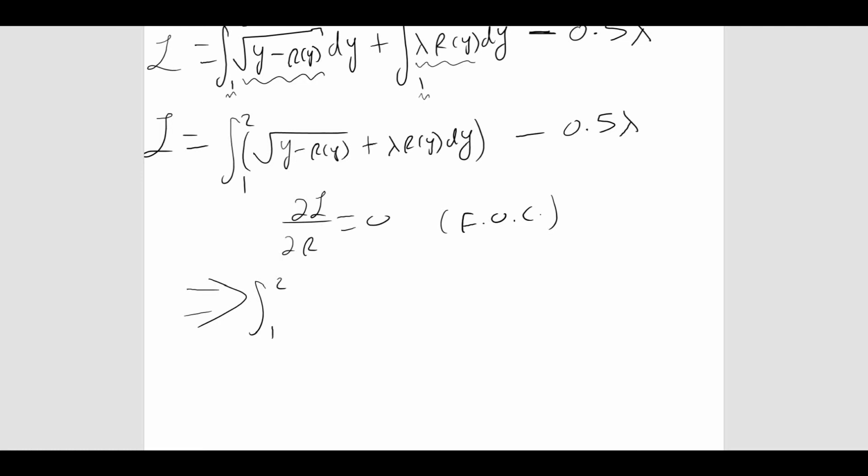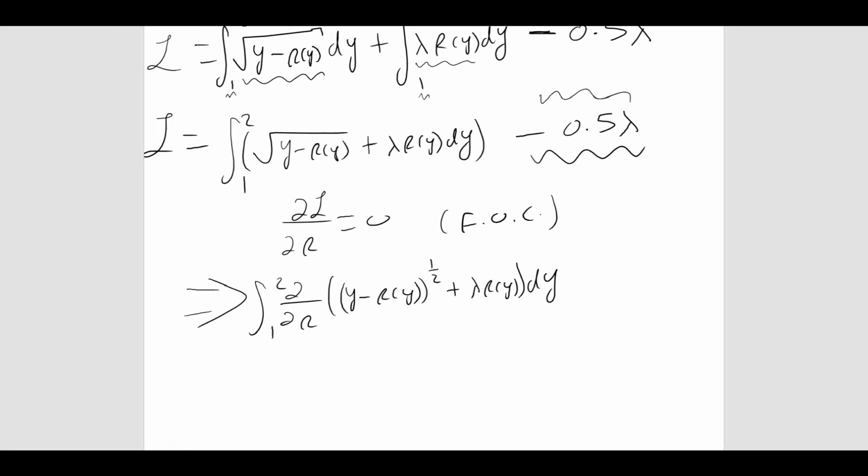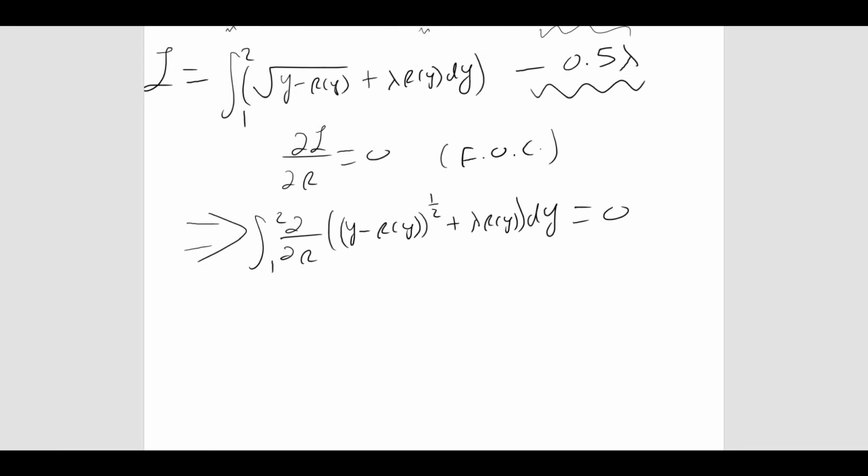So I'll just write it out in a bit more of a friendly way. I've got y minus r of y to the power of a half plus lambda r of y dy, and then I've got the minus 0. Well, I actually haven't got this anymore, because if I differentiate a constant, I'm going to get 0. So differentiate this half lambda, it goes. So basically this is all going to be 0.